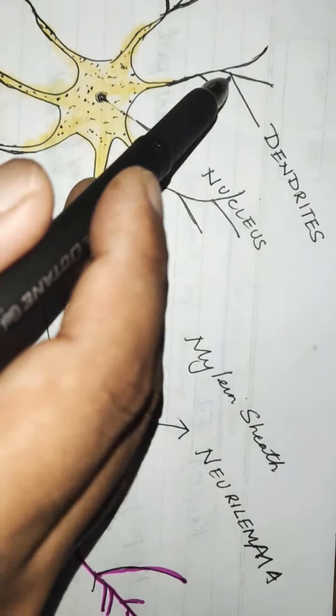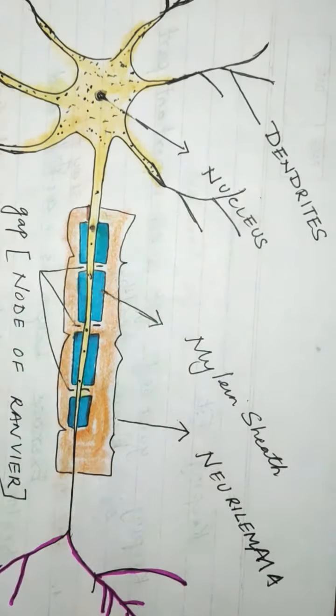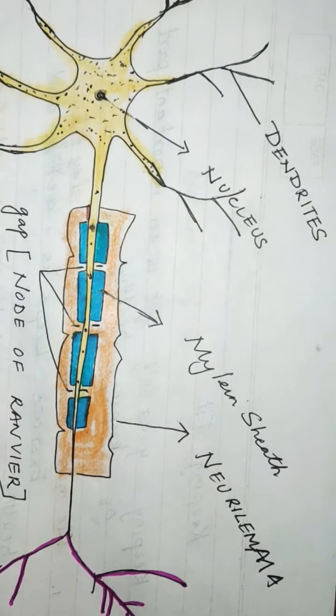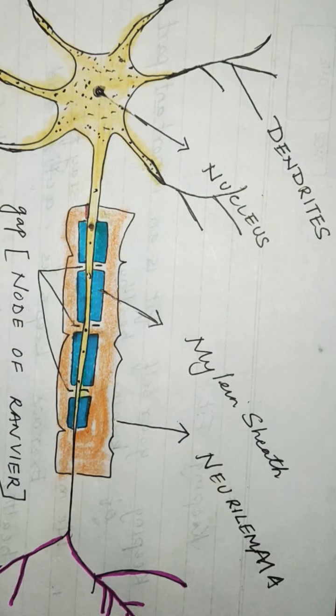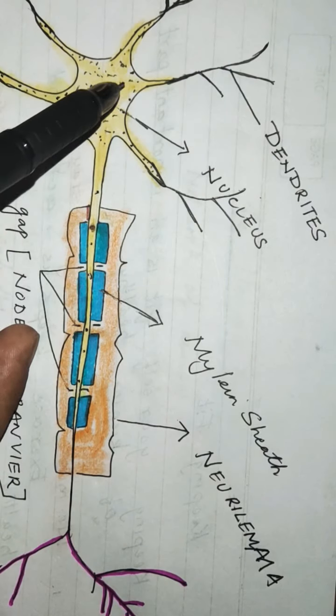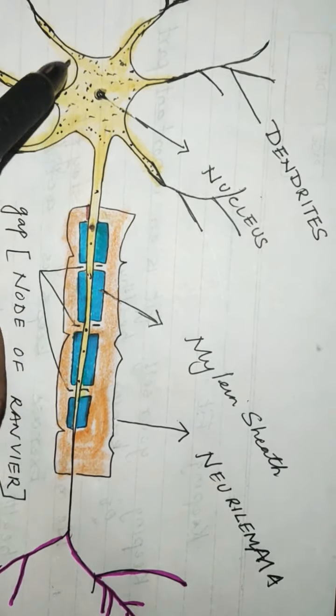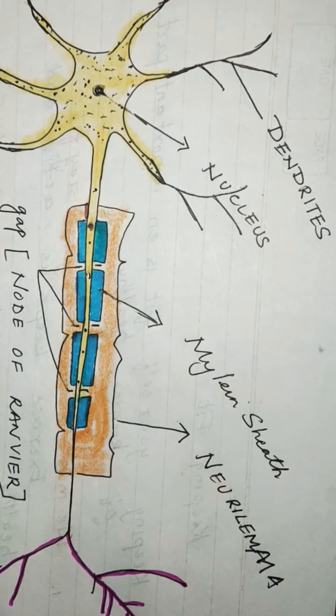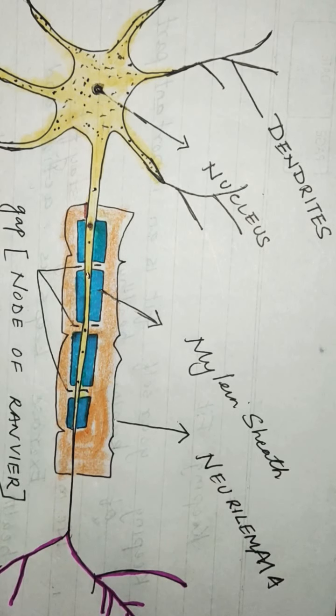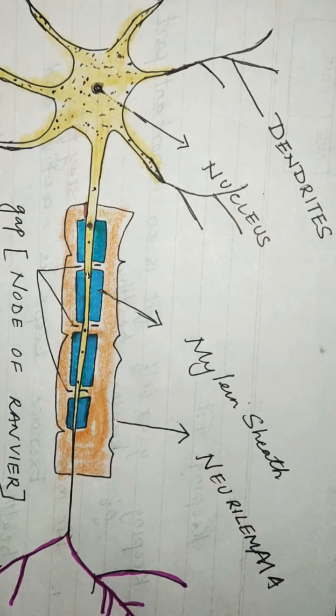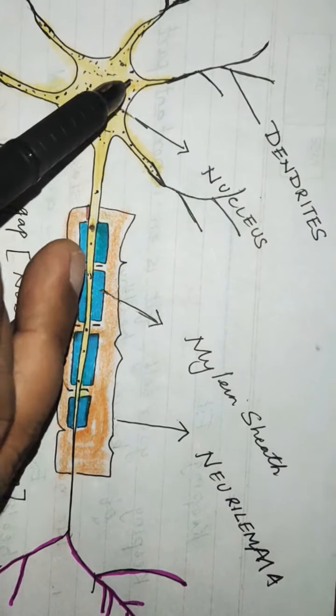Which gives rise to thread-like structures called dendrites. You have nucleus over here, the control center of the cell. Once again, cyton, another name for this is cell body. It has cytoplasm and nucleus. It has all the organelles except for centrosomes, and that's why cell division will not take place and repair of the nerve cell will not take place, which will result that if there's a damage in the nerve cell, it cannot be repaired.